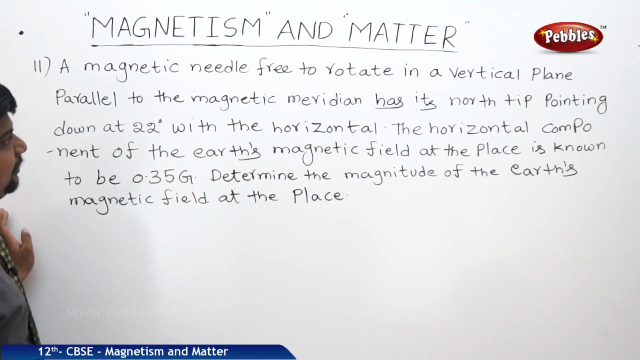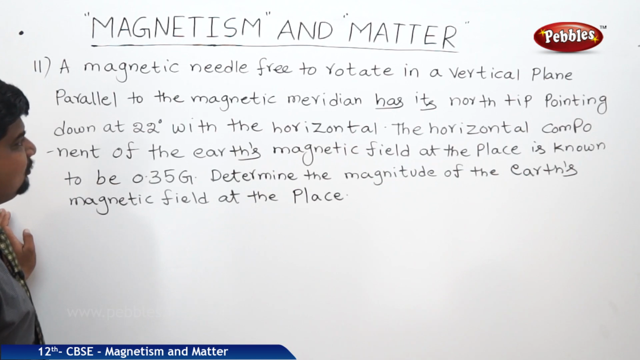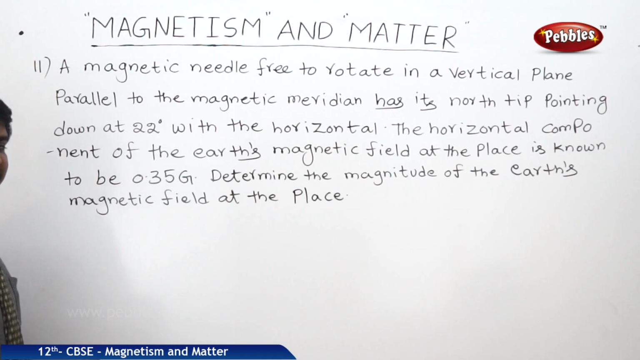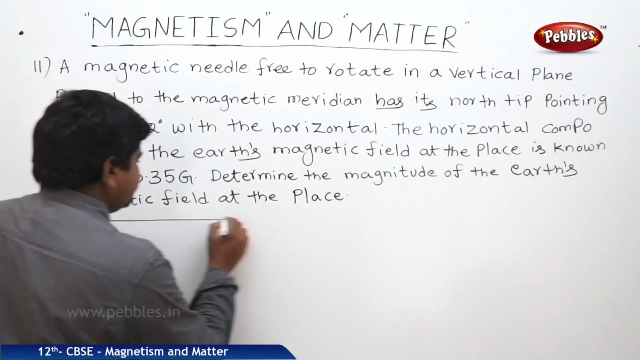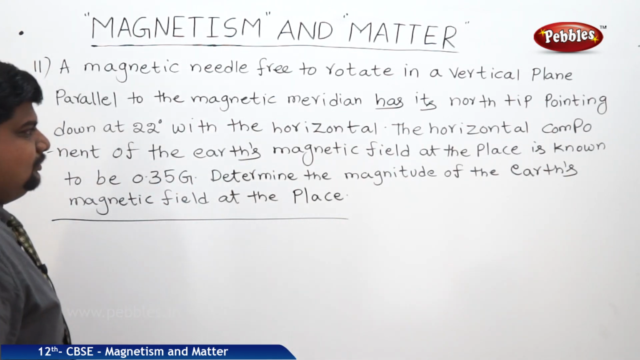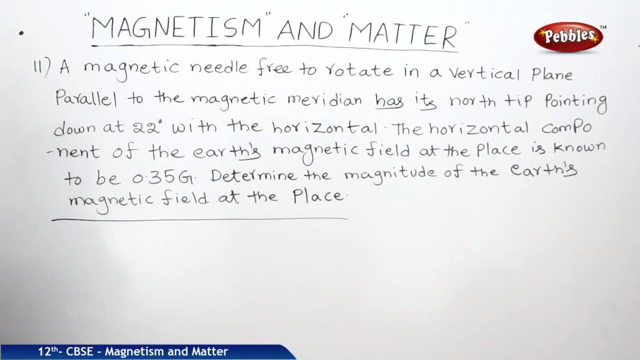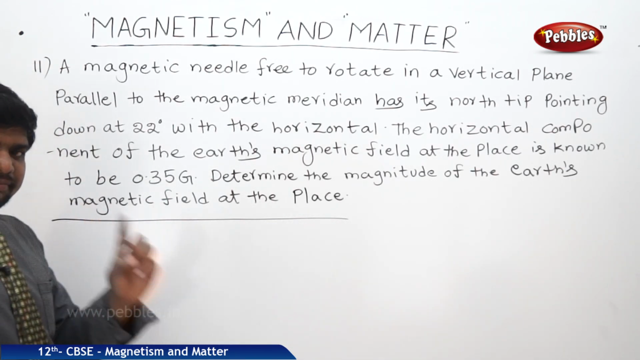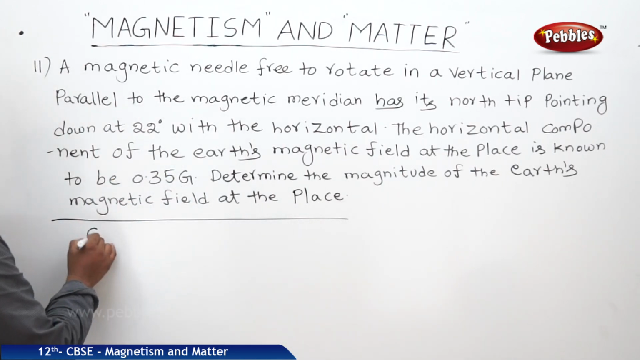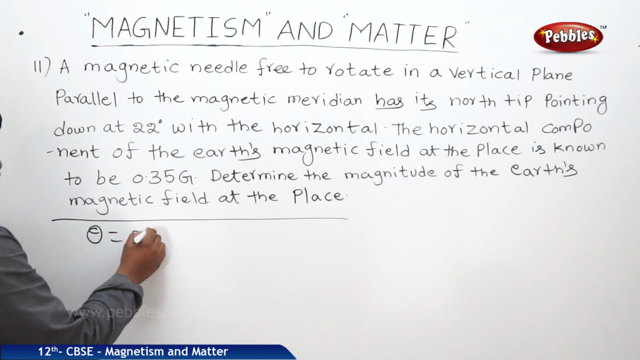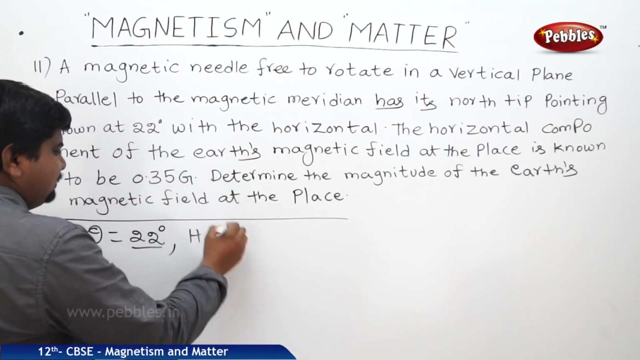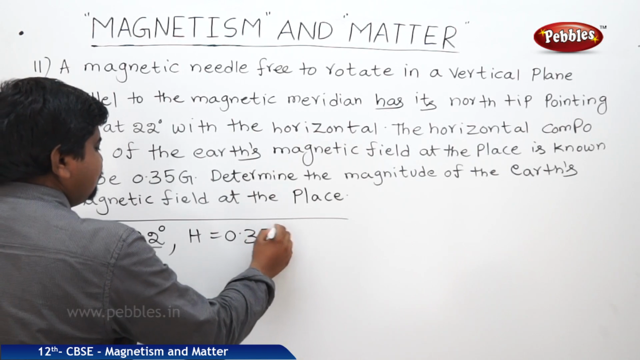A magnetic needle free to rotate in a vertical plane parallel to the magnetic meridian has its north tip pointing down at 22 degrees with the horizontal. The horizontal component of the earth's magnetic field at the place is known to be 0.35 Gauss. Determine the magnitude of the earth's magnetic field at that place. So angle of deviation theta is 22 degrees. Horizontal component of the earth is 0.35 Gauss.